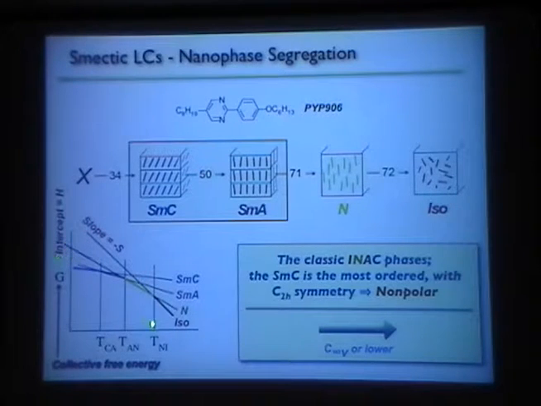Then the lines cross, and in this range here, with this green line, the nematic is the global free energy minimum. So it's like an isomerization, but it just happens by changing the temperature. You're changing the structure, you're going to an isomer, but it just happens by changing the temperature. And then you get this nanophase segregation that leads to the formation of the smectics.